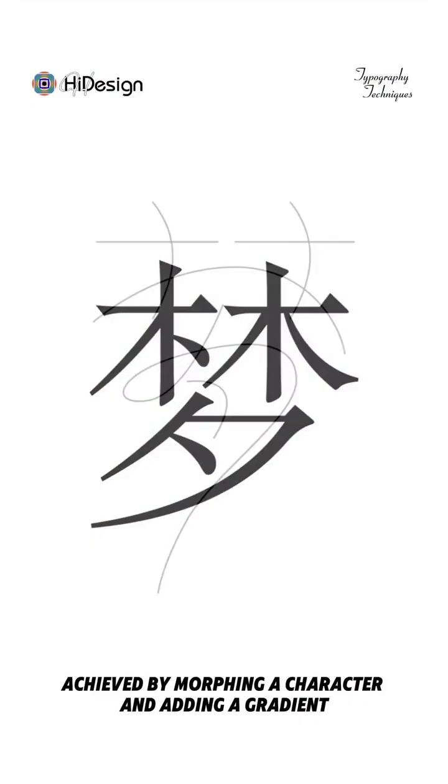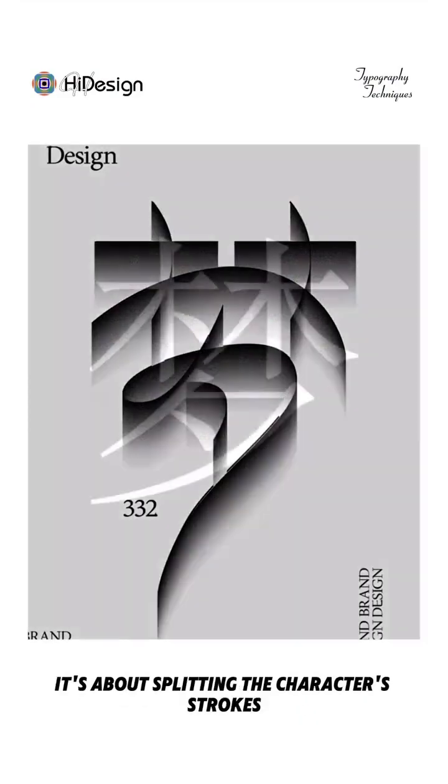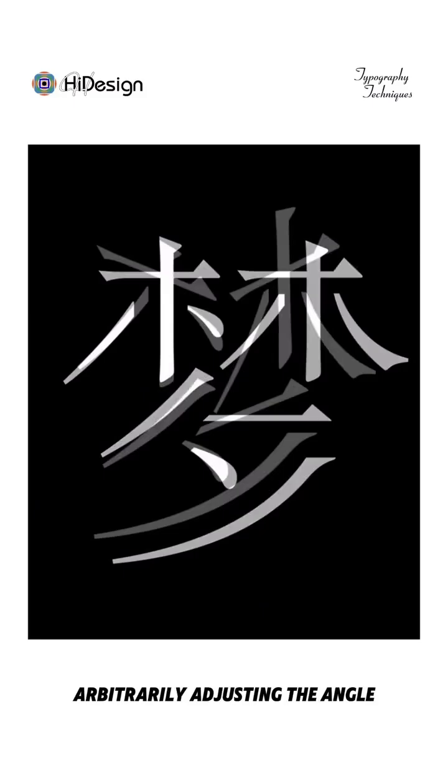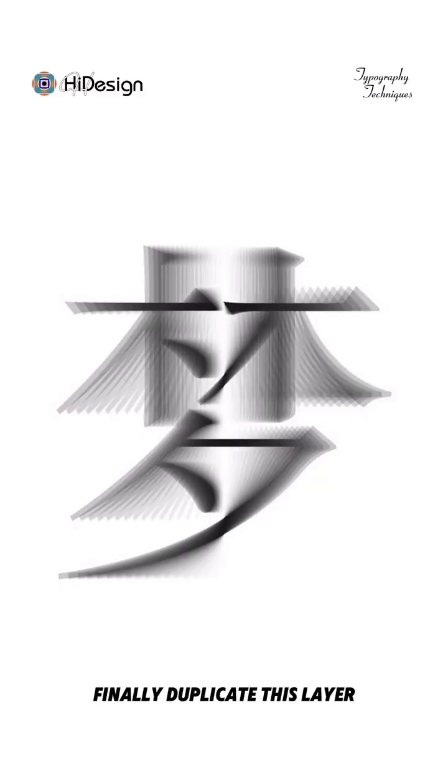This effect, achieved by morphing a character and adding a gradient, creates a sophisticated feeling. It's about splitting the character's strokes, arbitrarily adjusting the angle, and locally blurring the space. The font effect appears. Finally, duplicate this layer, change the color, and a psychedelic font effect will appear.